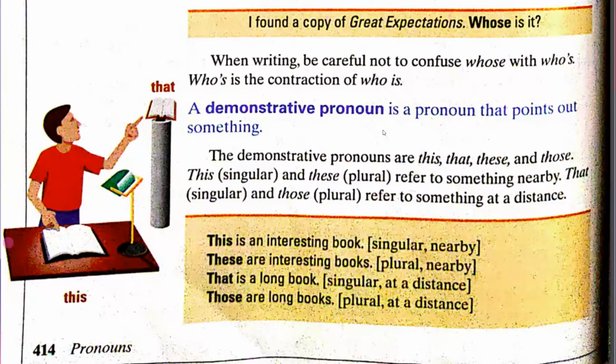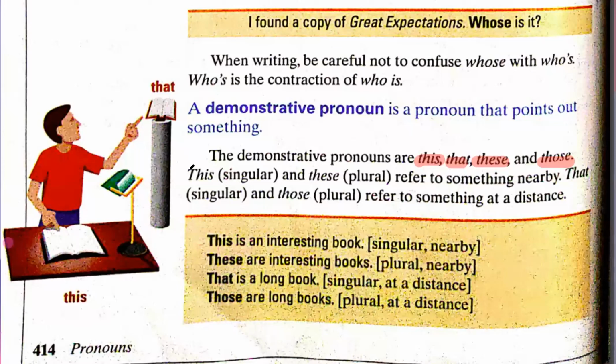Okay. So the demonstrative pronoun is a pronoun that points out something when we want to tell someone about something that is close to us or far away from us. For example, I have this computer, this cell phone, this mouse, this headset because they are close to me. The demonstrative pronouns are these, and I'm going to highlight them for you: this, that, these, and those.